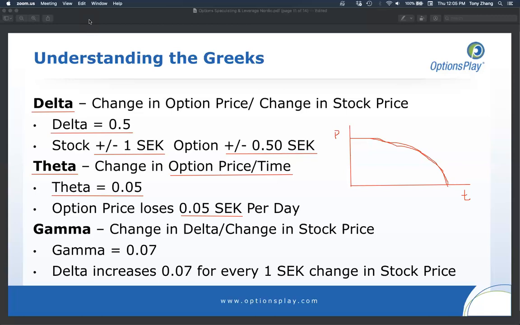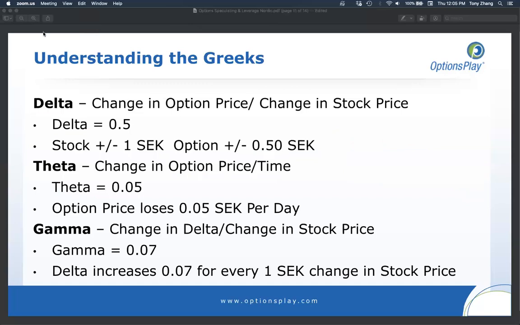But if I'm wrong, I actually lose a limited amount of money. And that all comes down to gamma, and I'll explain this in one second. What gamma actually tells us is the change in delta with respect to the change in stock price.